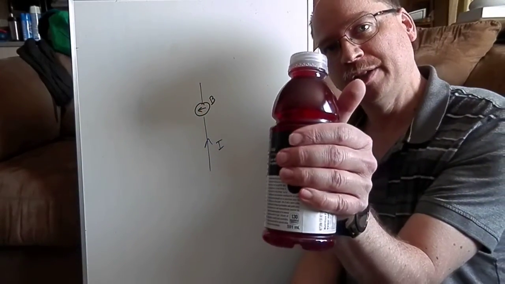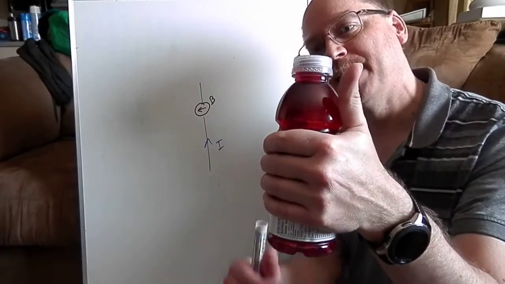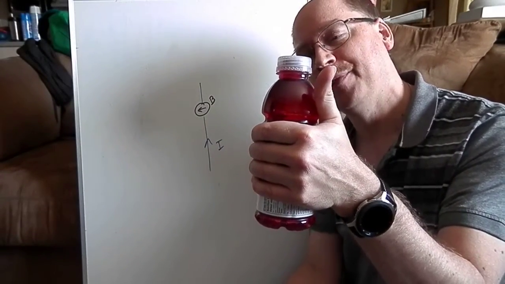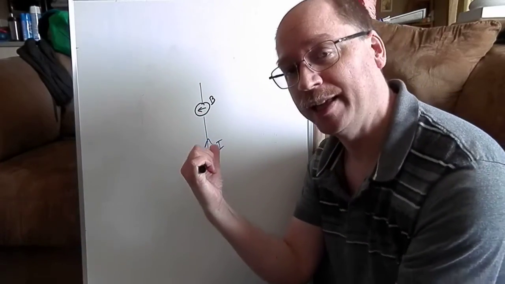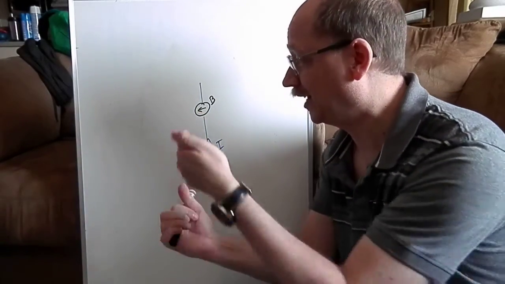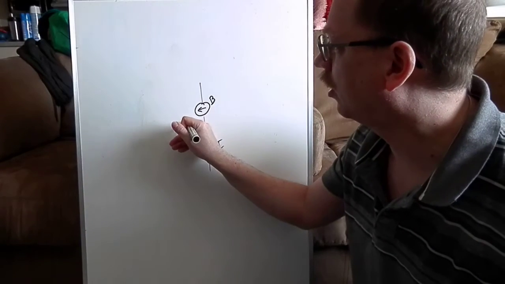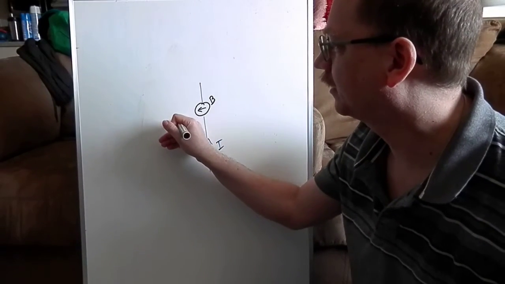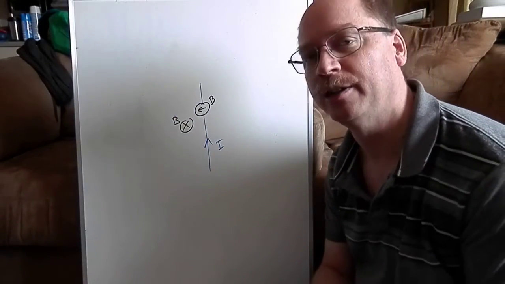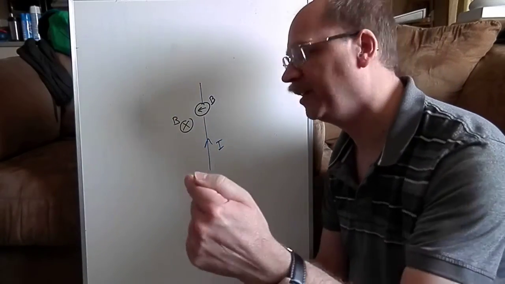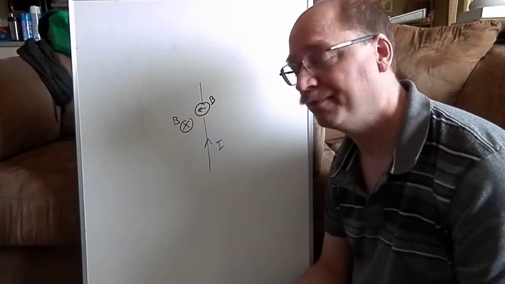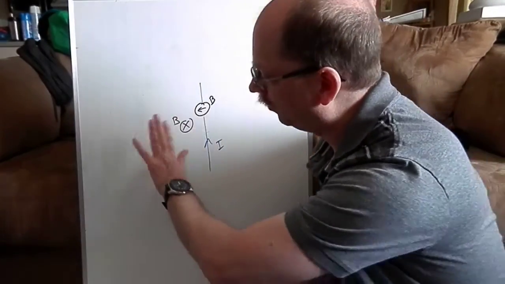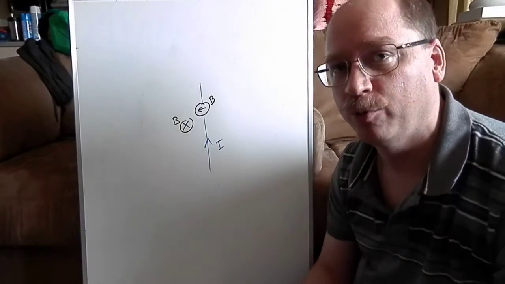As my fingers continue to curl around, by the time my fingertips get to this side of the bottle, my fingertips are now pointing away from us, like into the board. So I'm going to draw a circle here, and I'm going to draw an X, label it as B for magnetic field, saying that that's where the magnetic field is going away from us. And again, I could draw that circle anywhere on this side of the wire, and it would represent that direction.